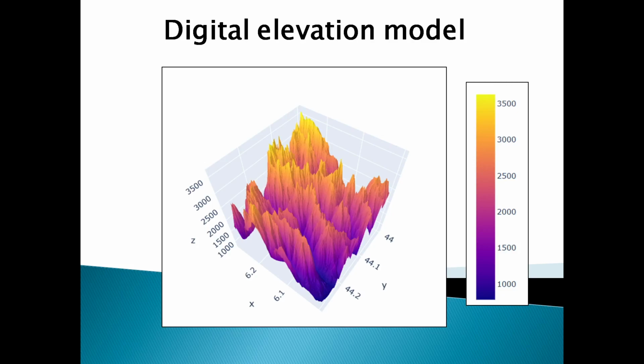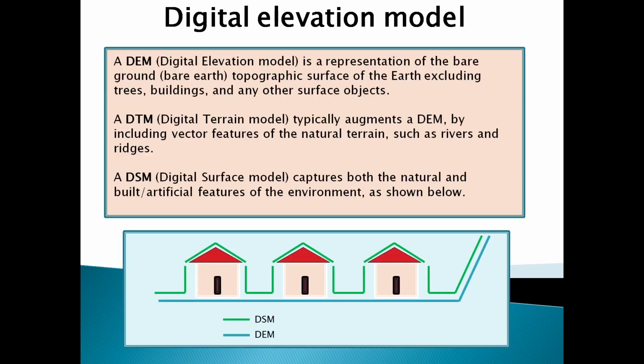DEMs are generally produced with LiDAR, light detection and ranging, or photogrammetry. Photogrammetry DEMs are used to create topographic maps, analyze terrain characteristics, simulate water flow, and aid in 3D modeling, among other purposes. But first of all, let's explain what the differences are between DTM, DEM and DSM.